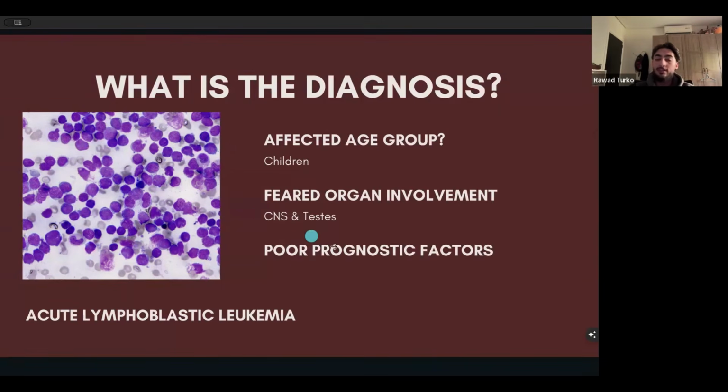Poor prognostic factors. Who can tell me some poor prognostic factors? Exactly. We have the hypodiploid karyotype. We have these translocations, 17;19. 9;22 is going to be repeated a lot in poor prognostic factors. This is because 9;22 is the Philadelphia chromosome, and also the T cell subtype.